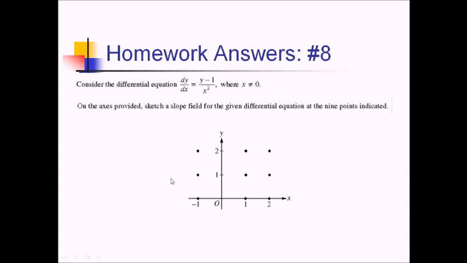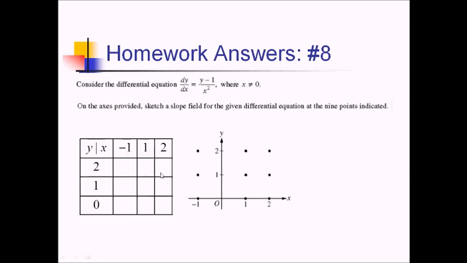For this problem, we're just trying to graph the slope field represented by this differential equation up here. And we only have 9 points to graph. So let me make a table representing these. I need the x values negative 1, 1, and 2. We don't care about 0. And 0 for x wouldn't work anyway. It would be undefined. And we also need the y values of 0 through 2. So here's my table covering all of that.